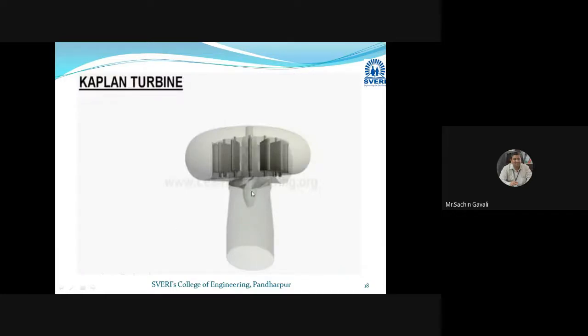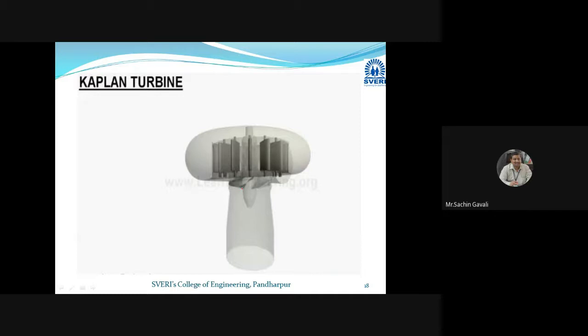So a draft tube is required because after that particular hub, the water pressure will become much less. Much less means it will become less than atmospheric pressure, and we know that water flows from higher pressure to lower pressure. Outside, the pressure is atmospheric pressure, and inside after the hub the pressure decreases so much that it becomes less than atmospheric pressure. So water cannot flow from the turbine to the reservoir, and hence we use a draft tube.